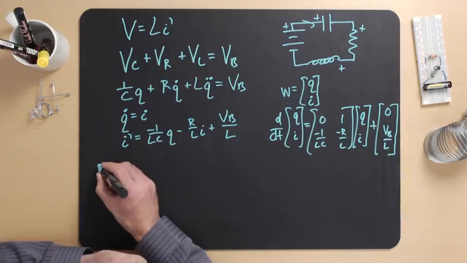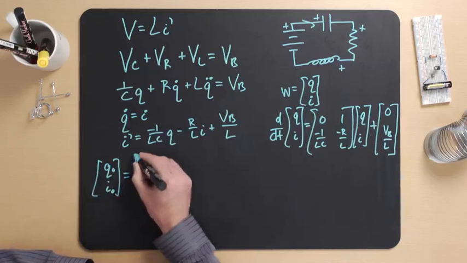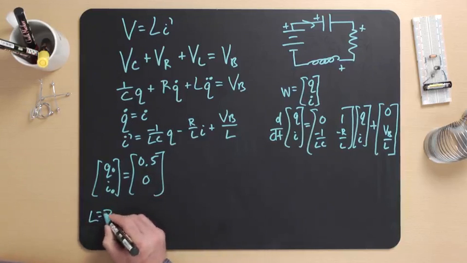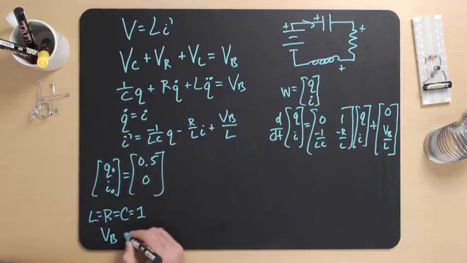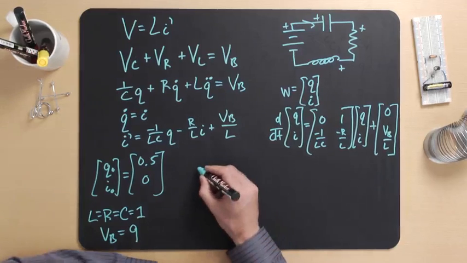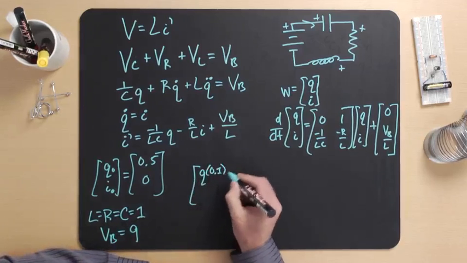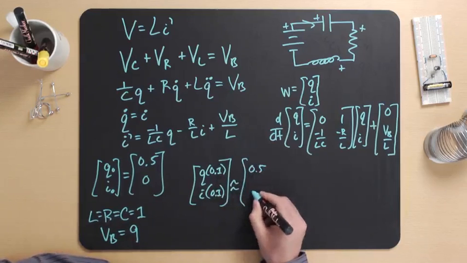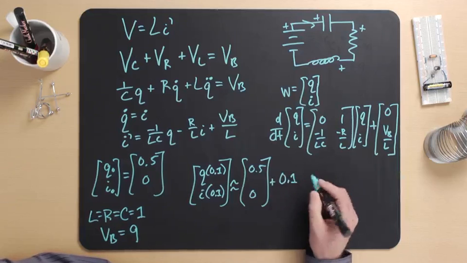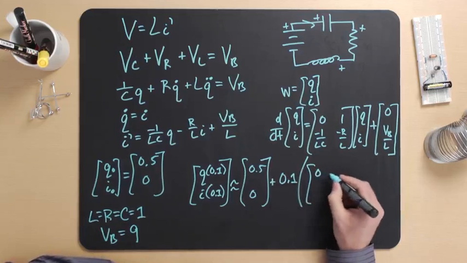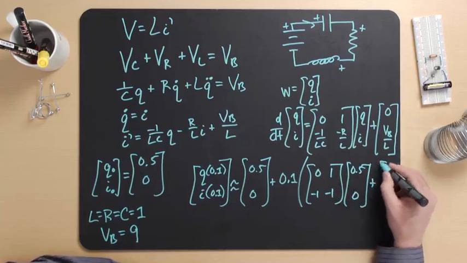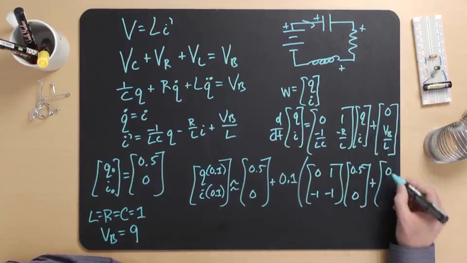This means I can use Euler integration from lecture 4 to compute a solution. For instance, if I choose the initial condition Q0, I0 to be 0.5, 0, and if I choose the constants to be L equals R equals C equals 1, and maybe a voltage of a 9-volt battery, then I get that Q at time 0.1 and I at time 0.1 are approximately equal to the initial condition, which is 0.5, 0, plus the time step, which is 0.1, times the right-hand side of the differential equation, 0, 1, minus 1, minus 1, times the initial condition, 0.5, 0, plus this vector here, which is 0, 9.